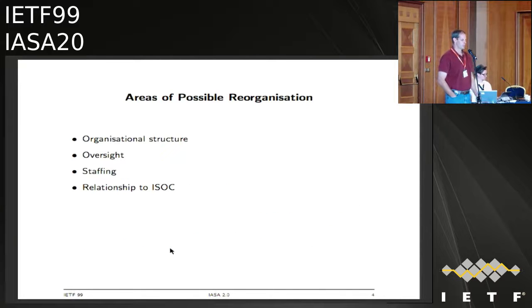So the first thing I'm going to cover is basically some possible areas of reorganization, and we have some information pulled out of the document for each of these. Organizational structure is the big one. That's where we spent most of our time, not only because it's what I see as the more complex vector, but it's also the one that has the most effect on these other areas of reorganization. Oversight, staffing, and the relationship to ISOC all play back into how we decide we want to structure ourselves.